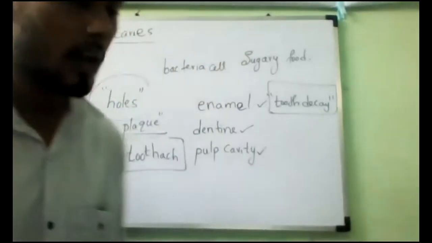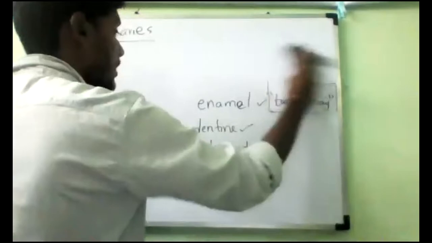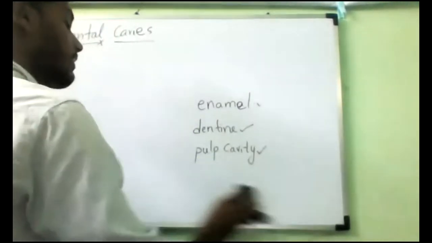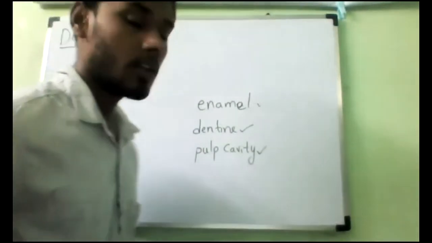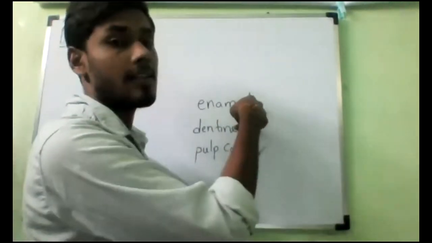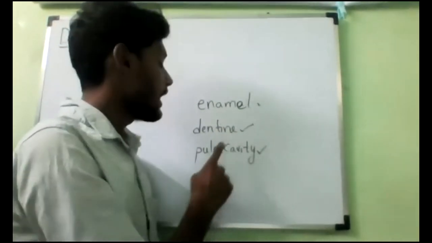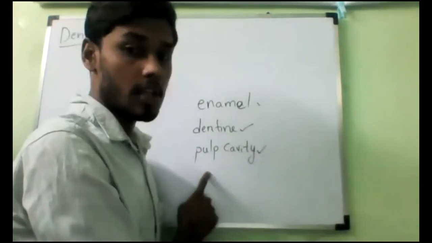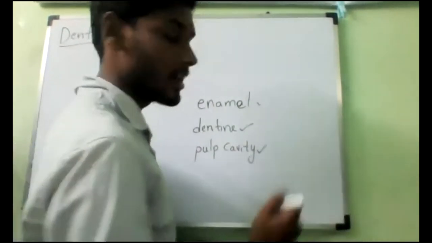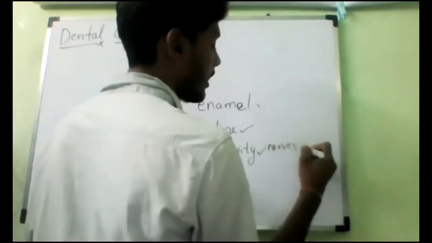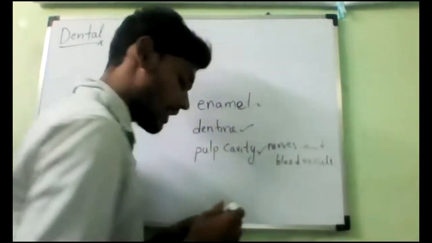What is the outer layer of teeth? Enamel. Next, inside, the second one, dentin. Next, what is the third one? Pulp cavity. So these are the two hard layers, harder than bone, and the pulp cavity is the one which contains nerves and blood vessels. That is what you should remember. Understanding, right?